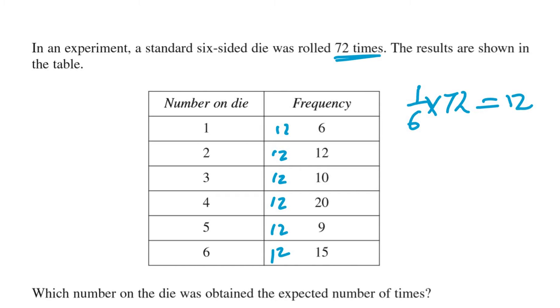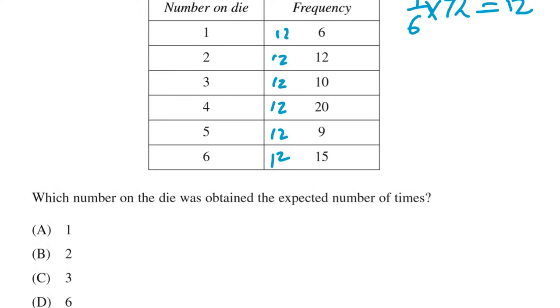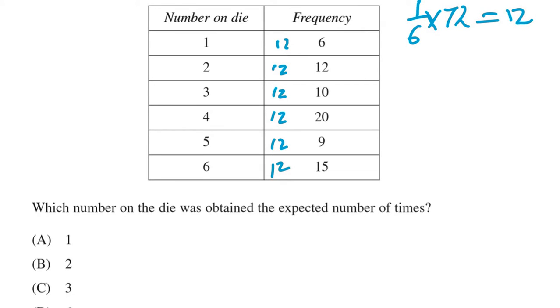So in theory, the question asked is this. It says which number on the die was obtained the expected number of times. So which one is that? For 1, in practice it came out 6 times, in theory 12. See, the score 2 came out 12 times. It's the same as in theory. In theory it's 12, and in practice it also came out 12 times. The rest are not. So the answer is B, which is 2.